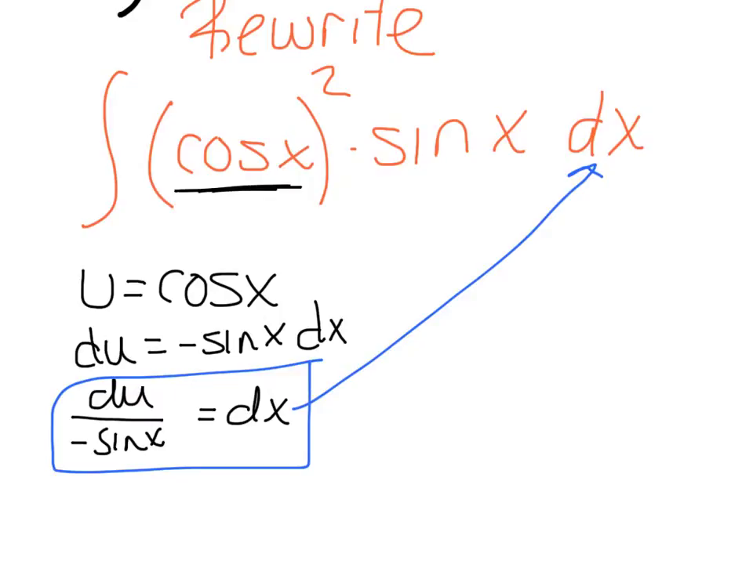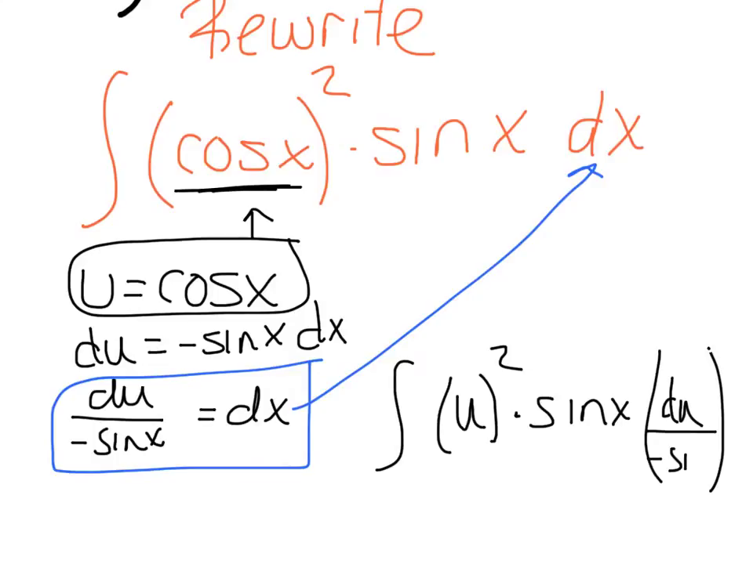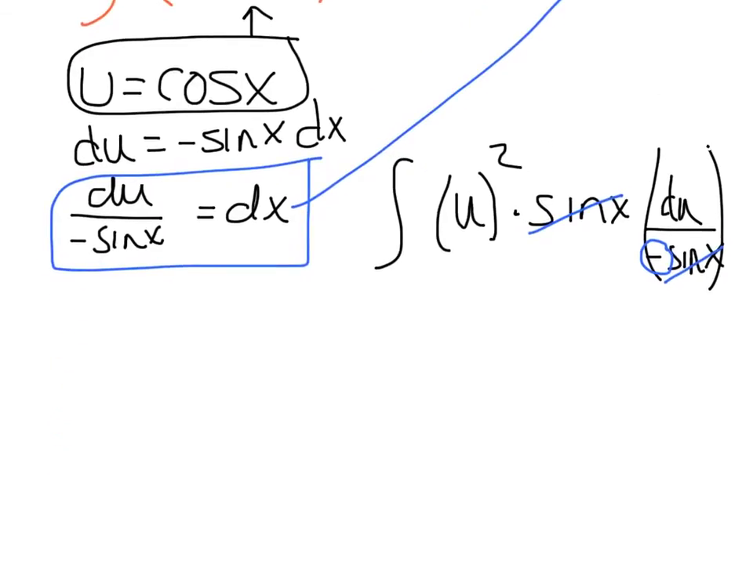All right, so I'm substituting that into my du, so I'm going to get the integral of, now remember, cosine x is my u, so the integral of u squared times sine of x, and in place of dx, I'm going to put du over negative sine x. Now remember, if you did it right, things should cancel, and of course this sine x cancels with this sine x, just be careful of that negative. So I'm going to say this is the negative integral of u squared du.